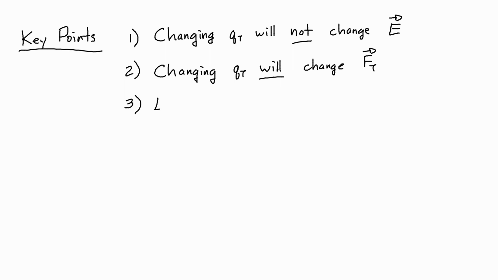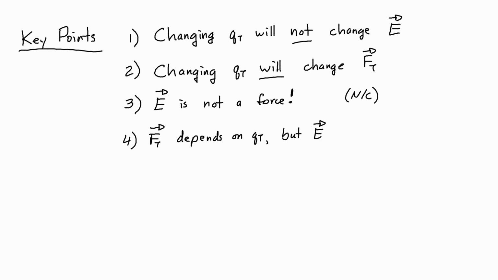The third point is that the electric field is not a force. Yes, it is a vector, but it is not a force. We have to multiply it by the charge. Remember, the units for electric field are newtons per coulomb, so we have to multiply by coulombs before we can get newtons for the force. The fourth point is that the electric force on the test charge depends on the test charge, Q_T, but the electric field will exist even if Q_T goes missing, if we take it away.